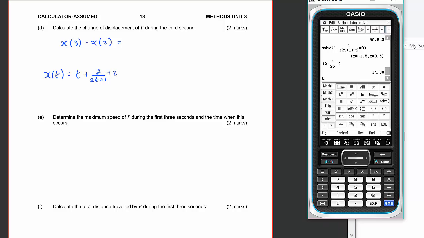So that's going to be 3 add 2 over 7 plus 2, take away 2 plus 2 over 5 plus 2. That gives us 0.886, and that's correct to 3 decimal places.